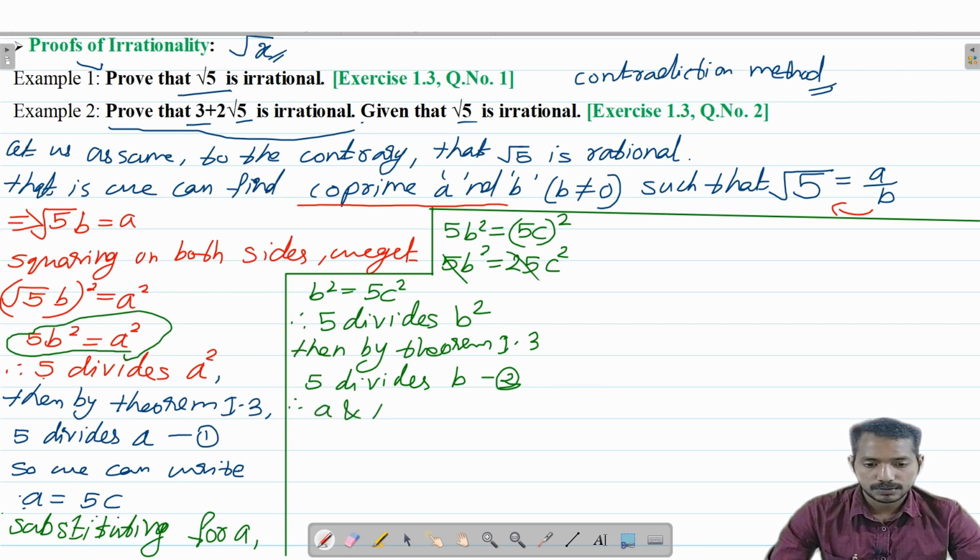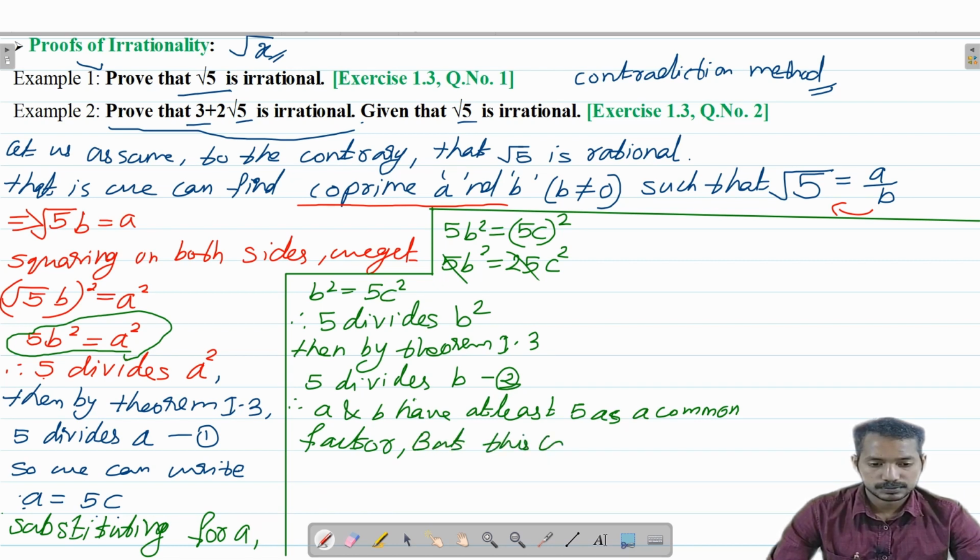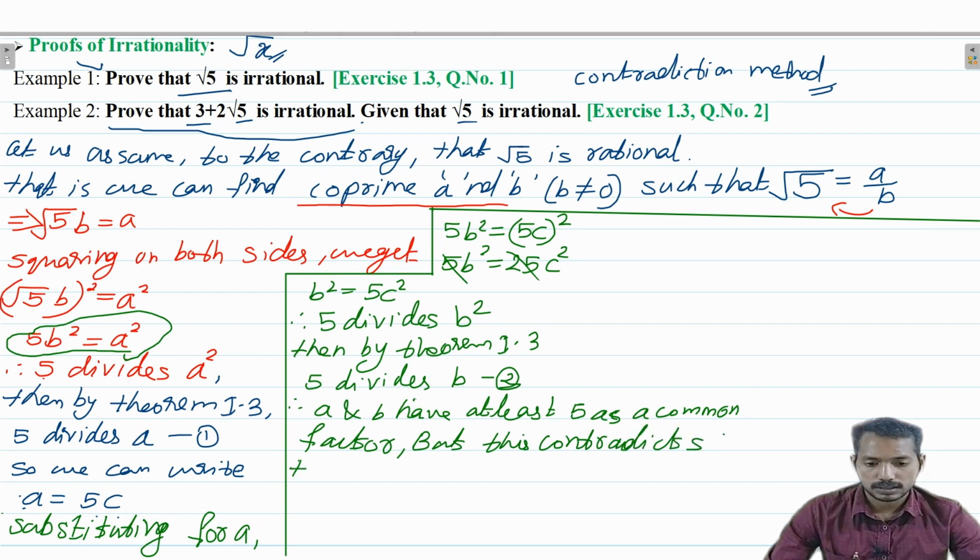Therefore, A and B have at least 5 as a common factor, but this contradicts the fact that A and B are coprime.